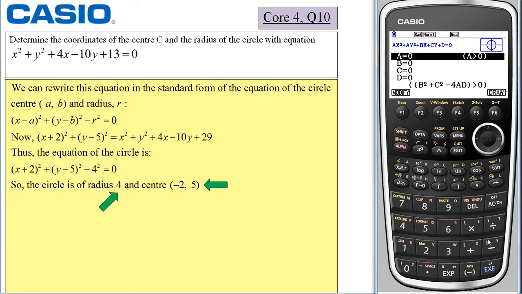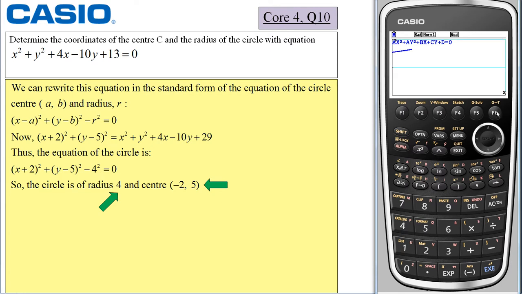Okay, all I need to do is compare the coefficients of x squared, y squared, x, y, and the constant term to my equation here because it's already in the form equal to 0. Well, you can see that the coefficient of x squared and y squared is just 1. I select execute. The coefficient of b is 4 and select execute again. The coefficient of c is negative 10 and again I select execute. And the constant term is actually 13. So I select execute and F6 to draw.